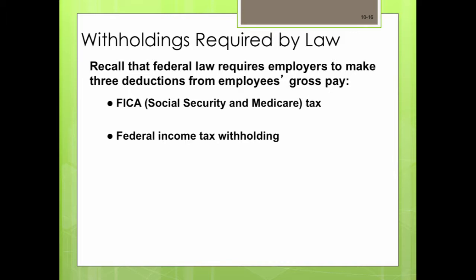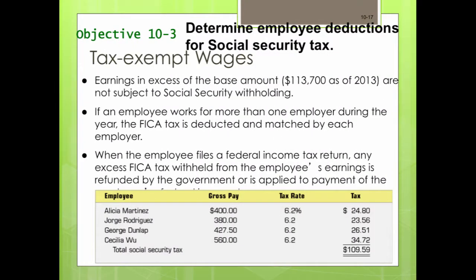So let's talk about the withholdings required by law. Remember that the federal law requires employers to make 3 deductions from employees' gross pay. We talked about those. We talked about FICA, the Social Security, and the Medicare tax, as well as the federal income tax withholding. So make sure that we know how to do that for this chapter.